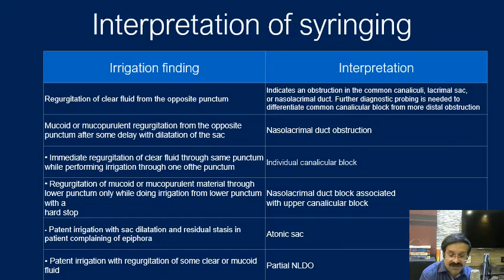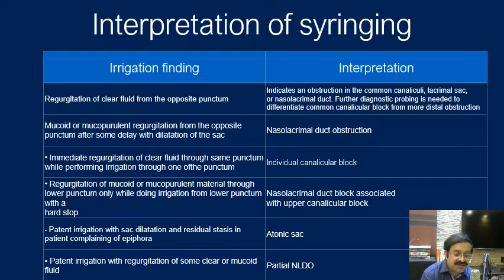So this can also further be clarified by tests. Now, mucoid or mucopurulent regurgitation from the opposite punctum after some delay with dilatation of the sac. Now, this definitely is a case of a nasolacrimal duct obstruction, which is very deep down, because the sac fills up, so it distends, and also because a sac which is not draining will usually have mucoid material inside that is pushed out.